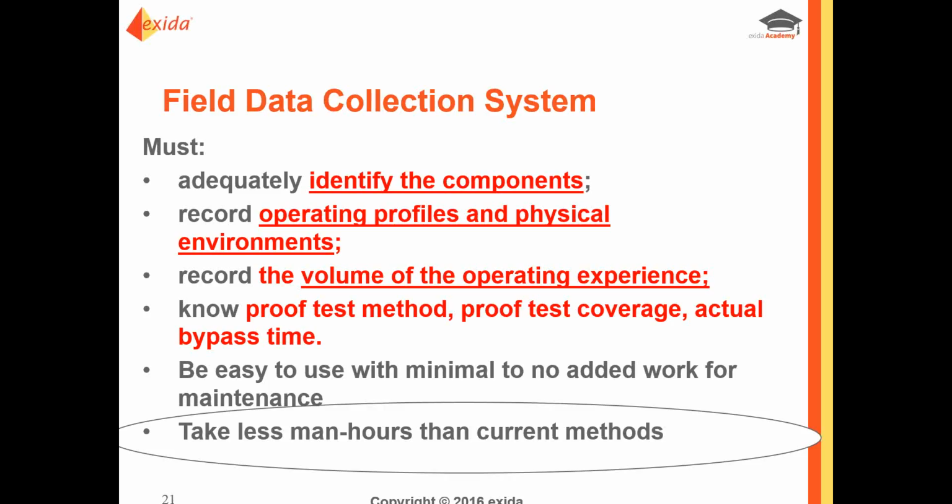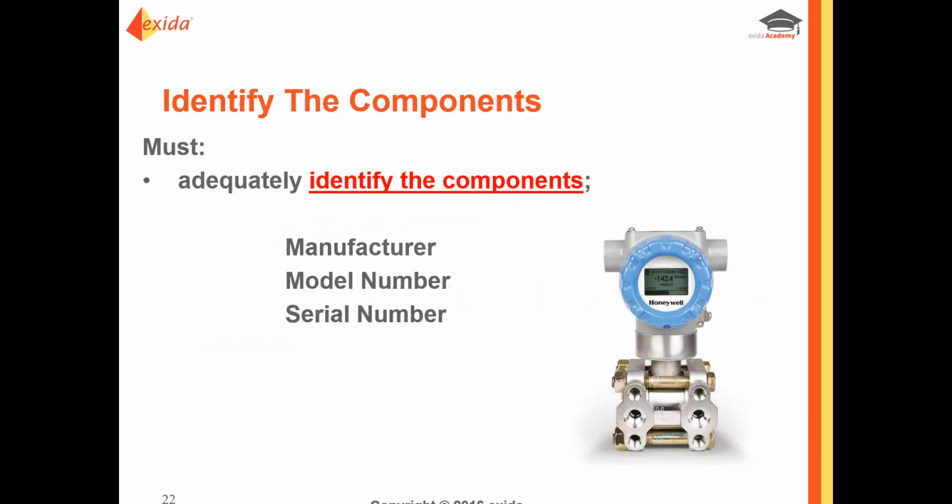A field data collection system really should be easy to use with minimal or no added work for the maintenance people. Because when you load maintenance people down with more work and they're already overloaded, field data collection just isn't going to happen. Bottom line is, whatever method you come up with should take fewer man-hours than the current methods. Of course, you can't get fewer than 0 if you have no current method, but hopefully you'll be able to justify everything.